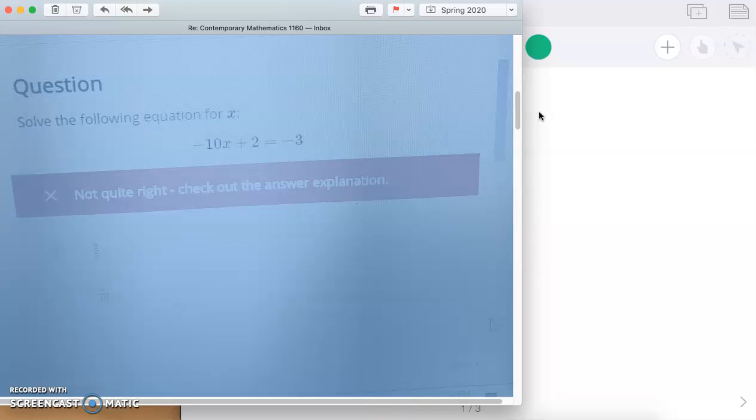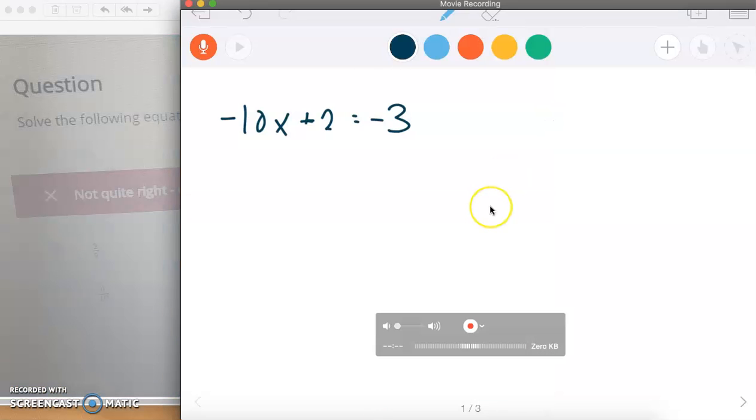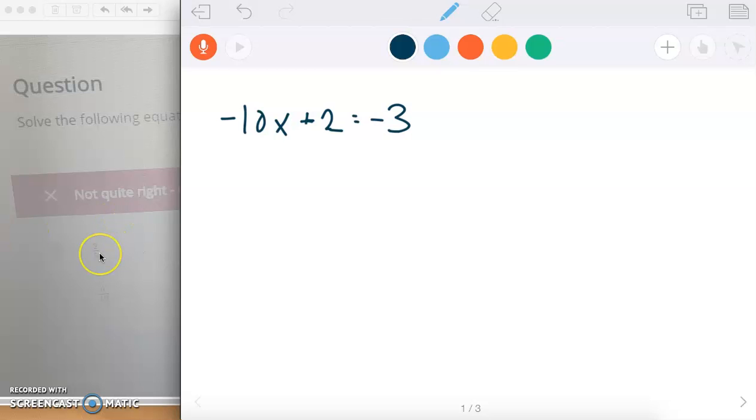Negative 10x plus 2 equals negative 3. All right. So the first thing we need to do here is isolate this term, right? So in order to do that, we need to subtract 2 from both sides. These cancel. We get negative 10x equals, with negative 3 minus 2 is negative 5.